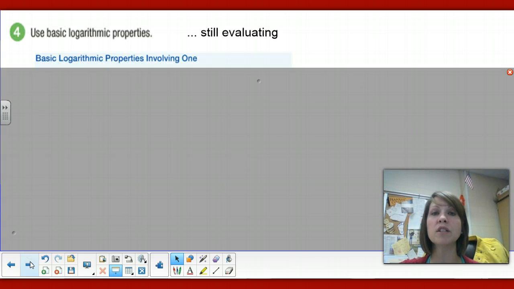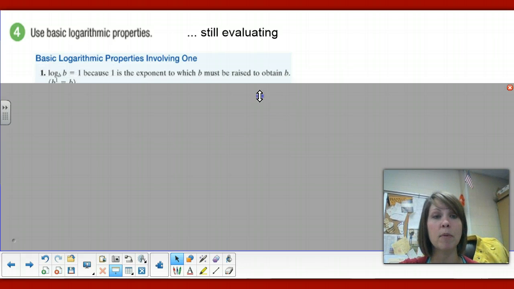Okay, objective 4, use basic logarithmic properties. We're using basic logarithmic properties, but we're still evaluating. So objective 3, that umbrella could have been over objective 4 as well. Okay, we're going to talk about a couple properties. One of them is a basic logarithmic property involving 1.